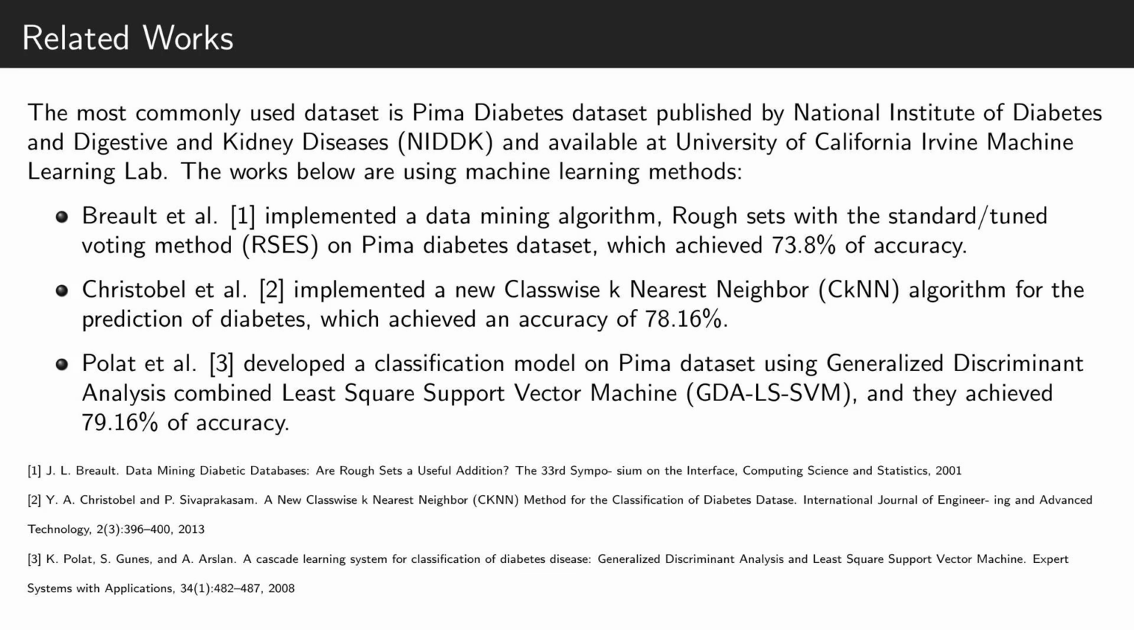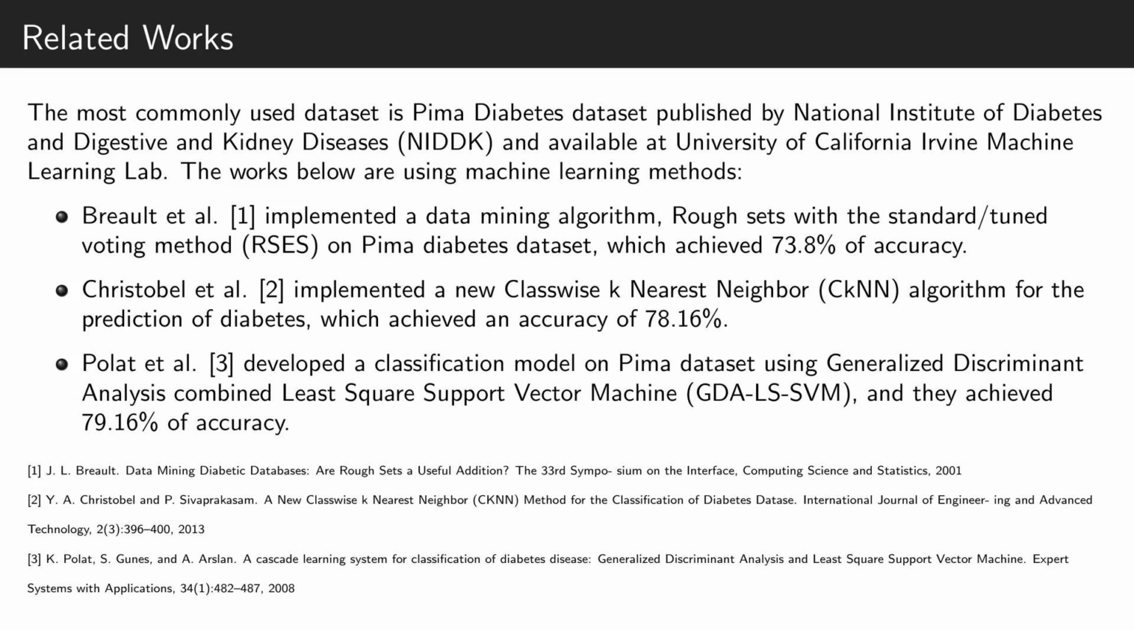PIMA diabetes dataset. For example, Brio implemented a data mining algorithm, rough sets with the standard or tuned voting method on PIMA diabetes dataset, which achieved 73.8% of accuracy. Christabel implemented a new class-wise k-nearest neighbor algorithm for the prediction of diabetes, which achieved an accuracy of 78.16%.